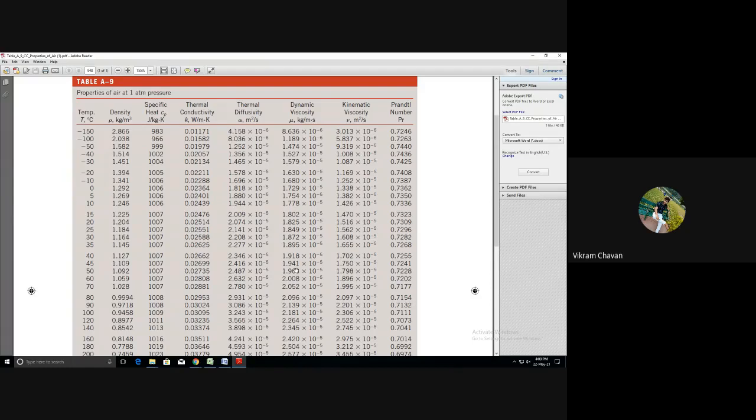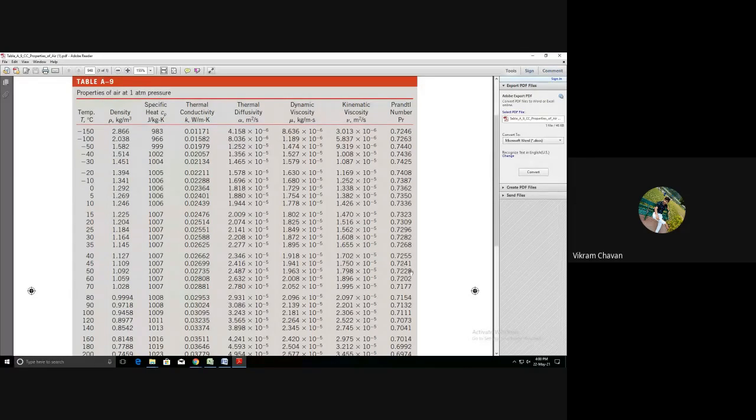Then dynamic viscosity is there, 1.963 into 10 raised to minus 5 kg per meter second. Then kinematic viscosity is there, and we'll get the kinematic viscosity as 1.798 into 10 raised to minus 5. And lastly, the Prandtl number is also provided, because the Prandtl number is nothing but mu Cp divided by K. So the mu value we will get from the table. Cp value is not provided in this table, but they have directly provided the Prandtl number. So one calculation we are reducing by considering this particular property table.